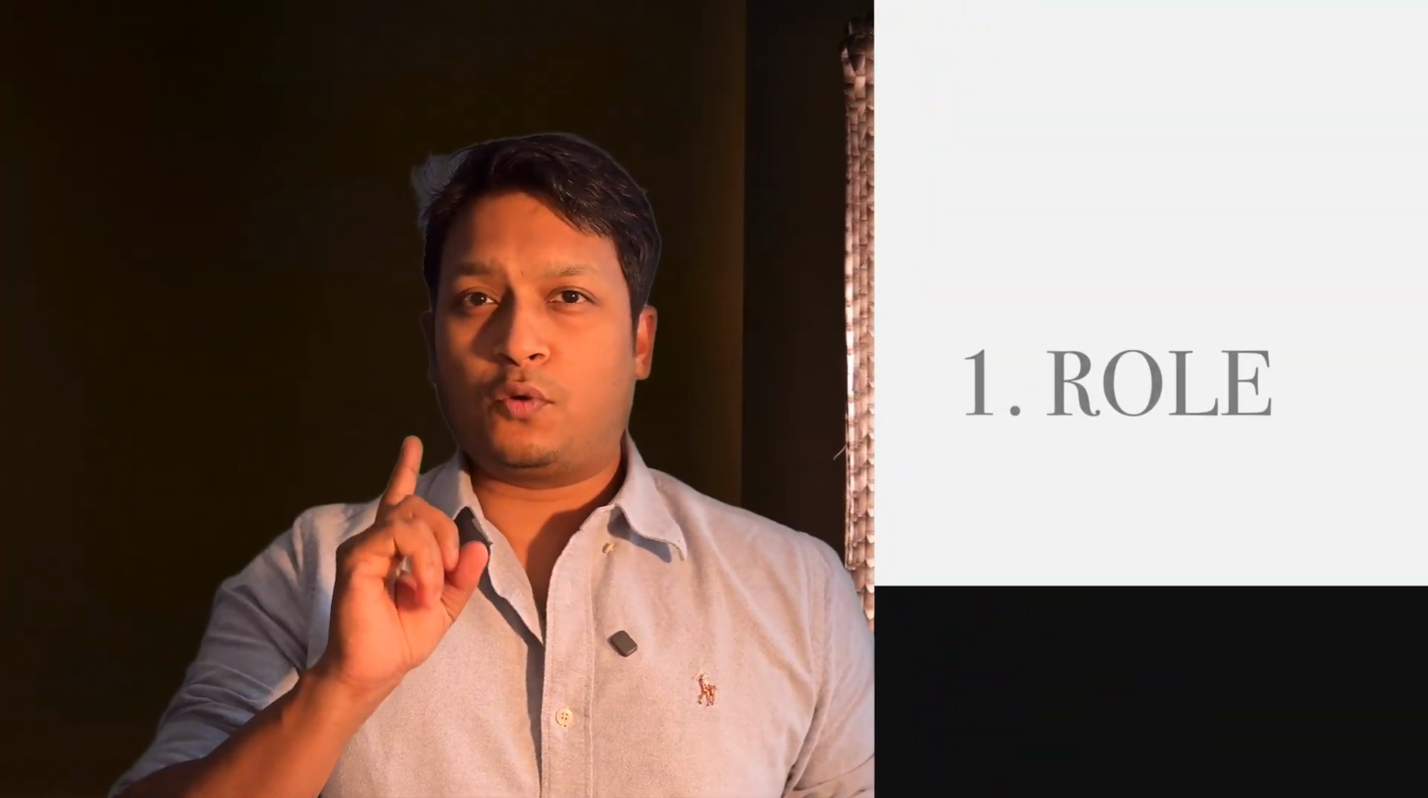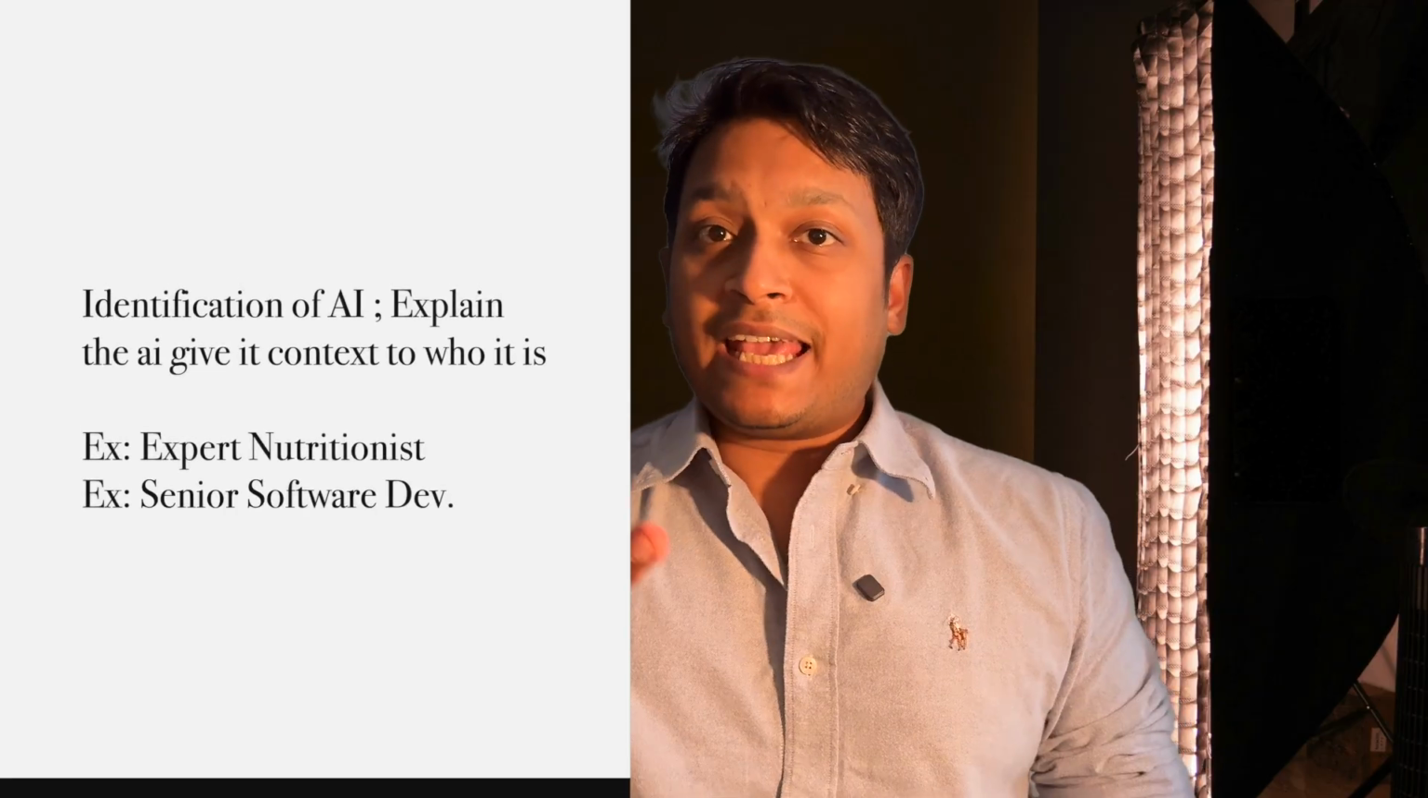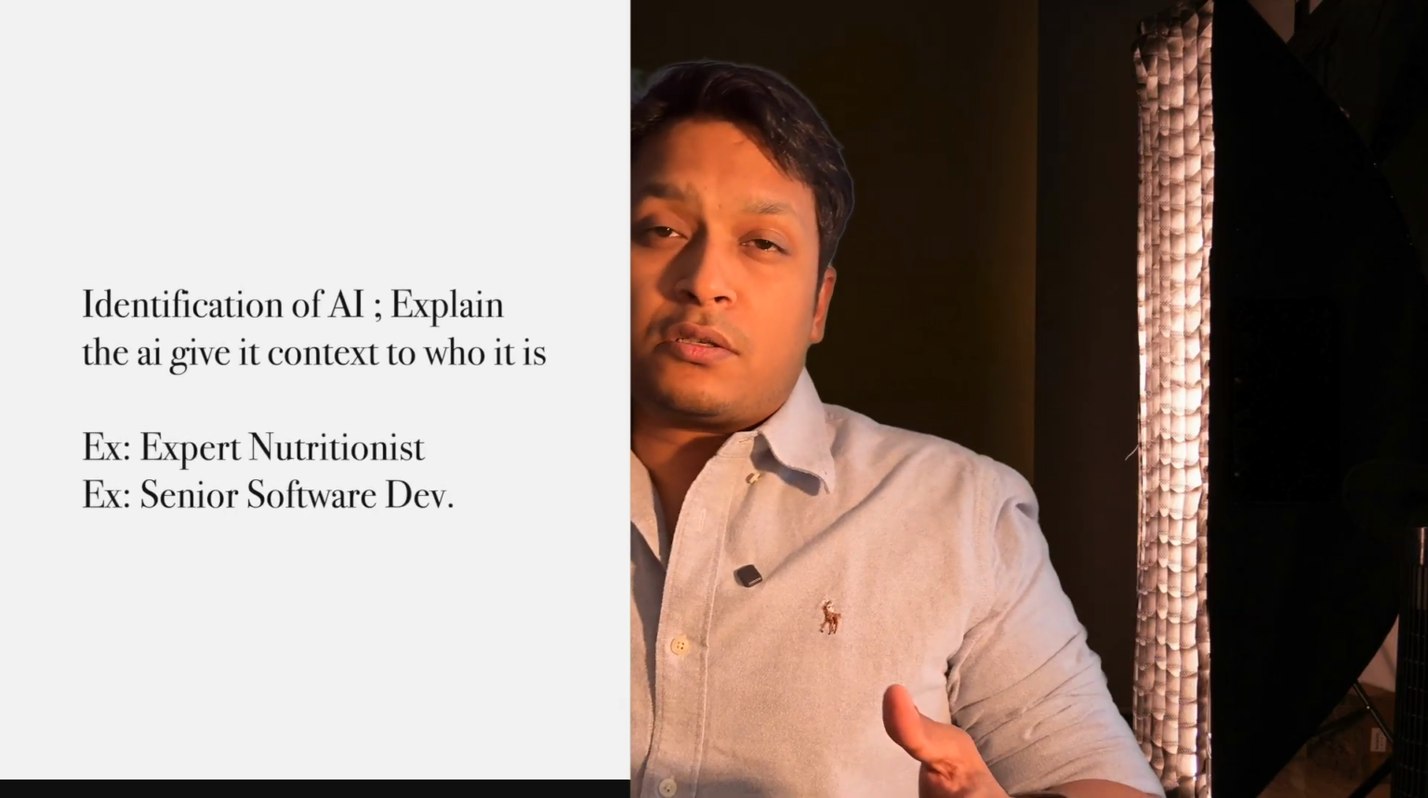I've broken it down into 4 simple steps. The first one is role. You need to tell the AI who it is. Like you're an expert nutritionist or you're a senior software developer. The context changes everything. Number 2, task. What exactly do you want? Be very specific. It should be write a 150 word Instagram caption, very specific. And if you have further details like for fitness between Indian men aged 30 to 40, then you can mention that. The more specific you get, the better answer you will receive.